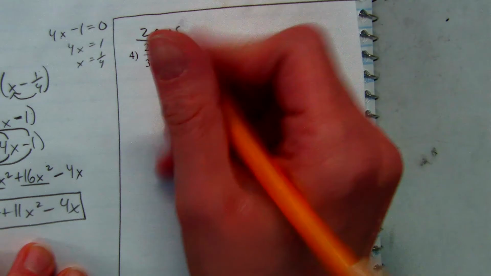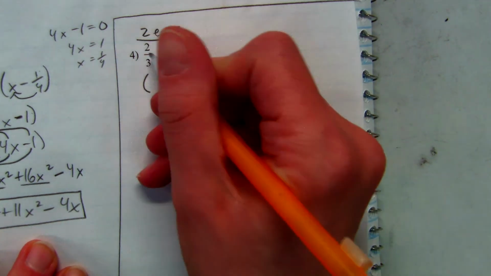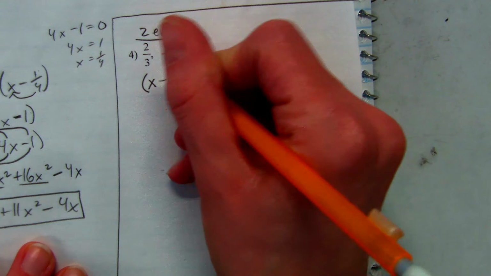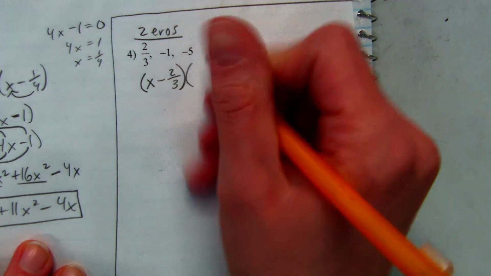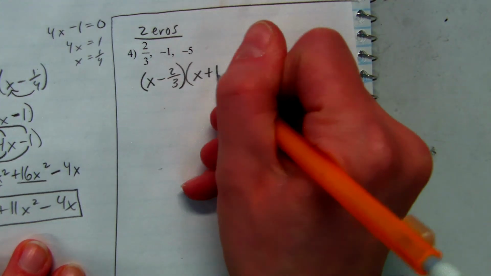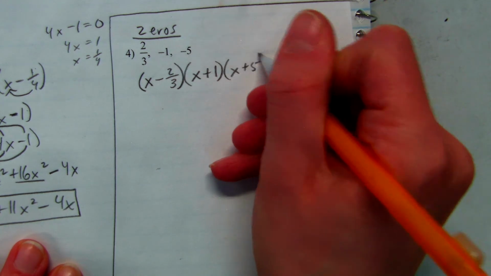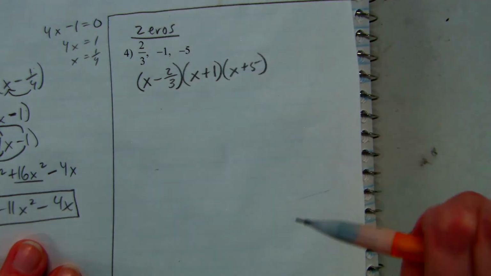So we start by changing these into factors. If 2/3 is a 0, that means x minus 2/3 is a factor. If -1 is a zero, x minus -1. It's the same thing as x plus 1. If you've got -5, we're going to make that plus 5. So we're going backwards from some of the factoring stuff we learned.